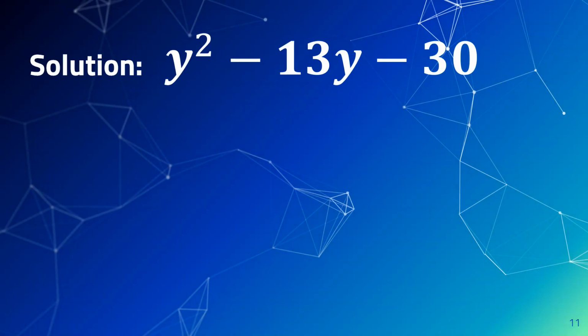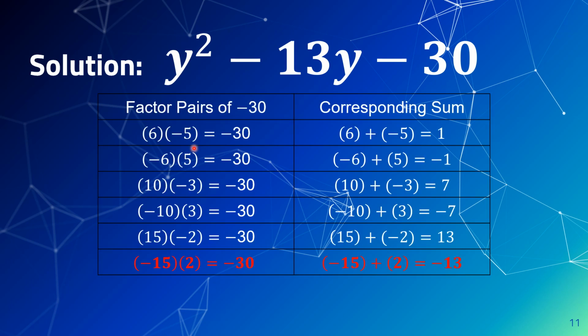Okay, so this problem is the same as finding two numbers that multiply together to give a product of negative 30, but if you add them, give a sum of negative 13. So what are those factor pairs? We have 6 times negative 5, that is negative 30. But if you add that, it gives you positive 1.